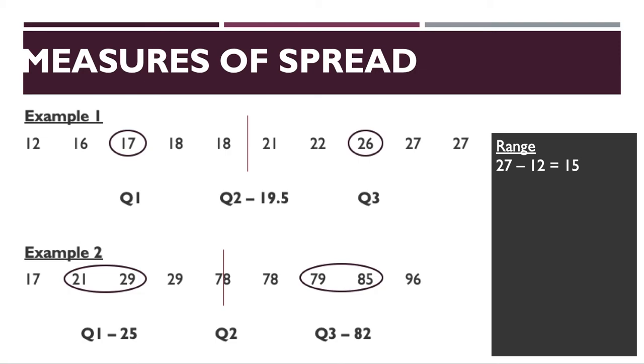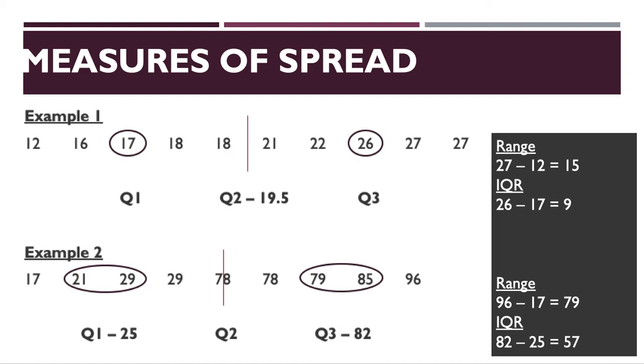Remember, to calculate the range, I subtract the highest value minus the lowest value. In this case, that's 27 and 12, and my range is 15. The IQR is Q3 minus Q1. In this case, it's 26 minus 17, so my IQR is 9. For the second example, my highest value is 96, my lowest value is 17, so my range is 79. In the second example, Q3 is 82, Q1 is 25, so the IQR is 57.